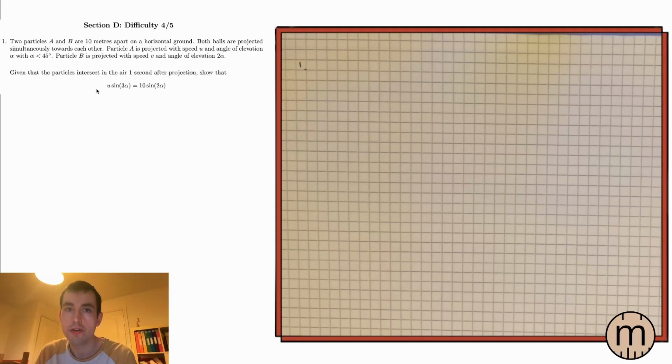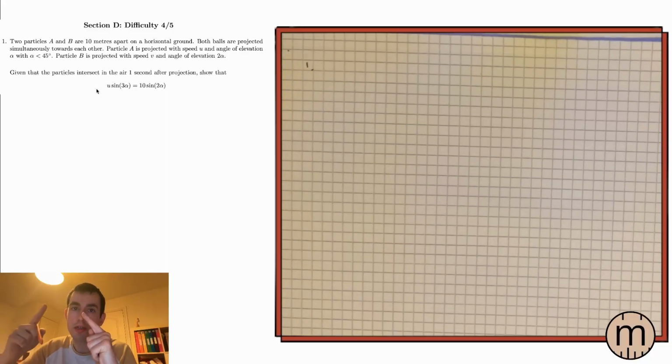In question 1, we've got 2 particles creatively named A and B, which are 10 meters apart, and they are on a horizontal ground. Both balls are projected simultaneously towards each other, and at some point they're going to hit. We're also given the fact that particle A is projected with speed u, angle of elevation alpha, and B is projected with speed v, an angle of elevation 2 alpha, so twice as big. The only other information that we're given is that they intersect, so they hit mid-air after 1 second. And using that, we've got to show that this fun equality is true.